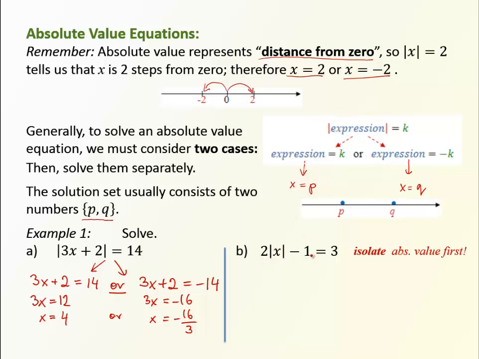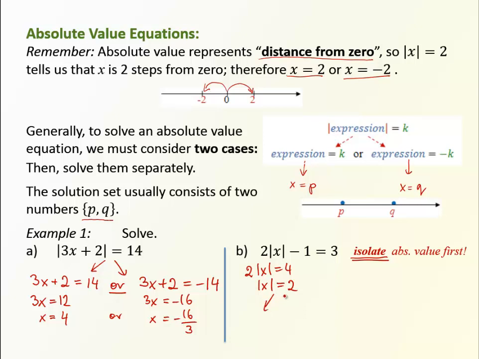So in our case, the absolute value is not isolated. What we need to do first is to bring the 1 and 2 to the other side. So remember to isolate absolute value first, before you start dropping absolute value sign. So we have 2 absolute value x equals 4. Divide by 2, you end up with absolute value of x is 2.